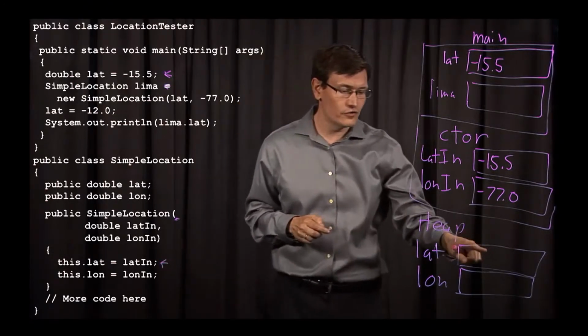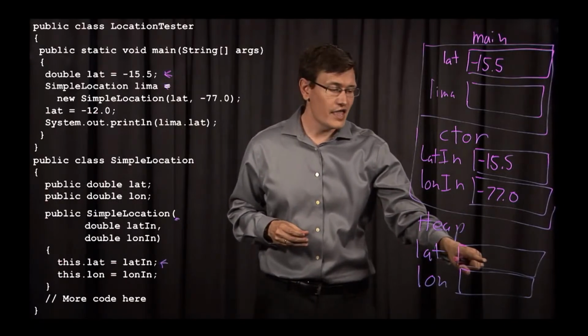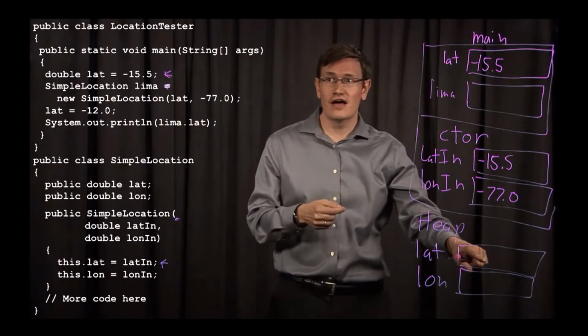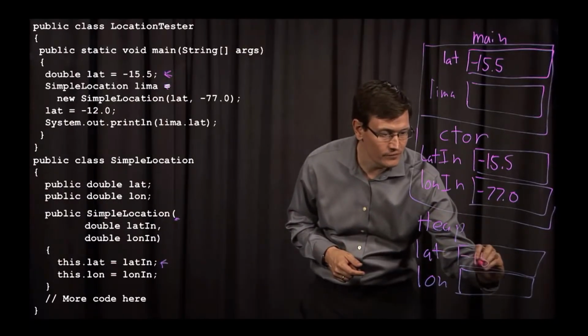So this dot lat refers to the object on the heap. This is my simple location object. And it's going to be assigned the value of lat in, which is minus 15.5. So I'm going to copy that value over.